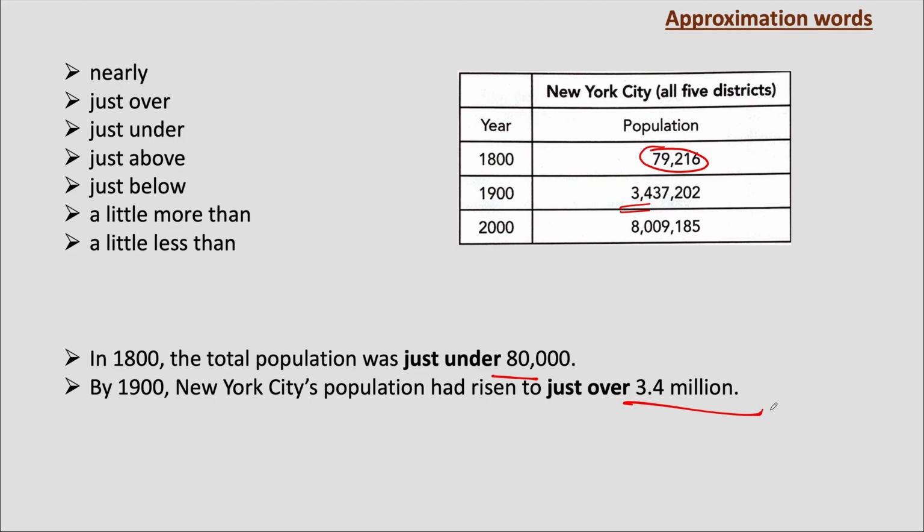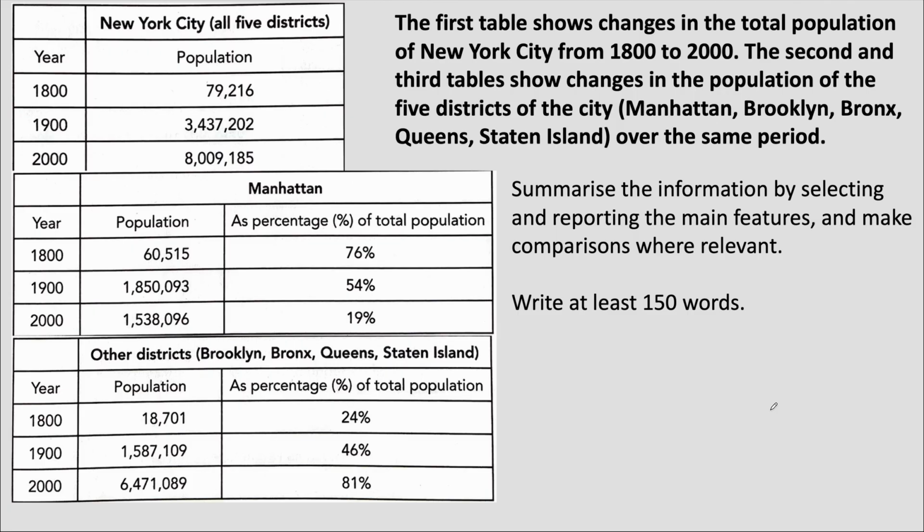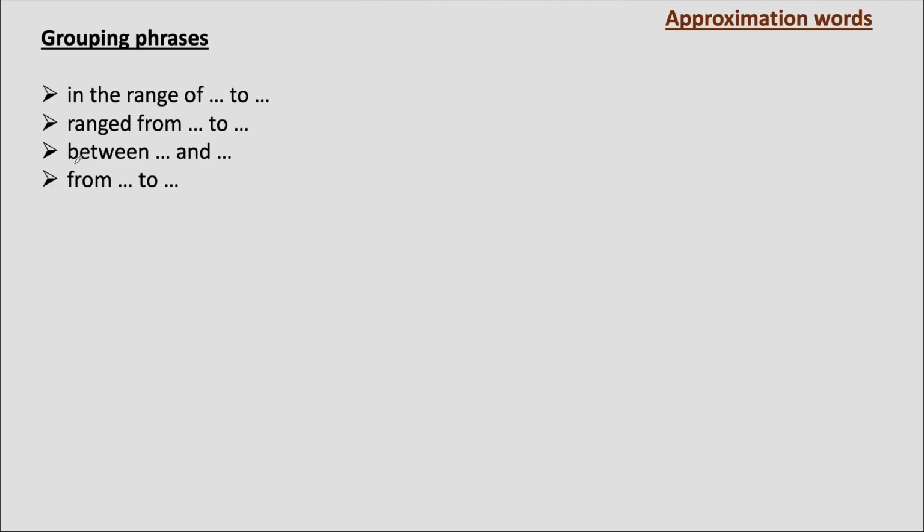Approximation also helps us group data. In writing task 1, we need to report the main features and make comparisons. So, grouping of data is important. For this, we can use phrases like in the range of and these other phrases.